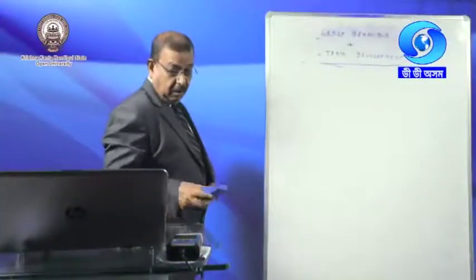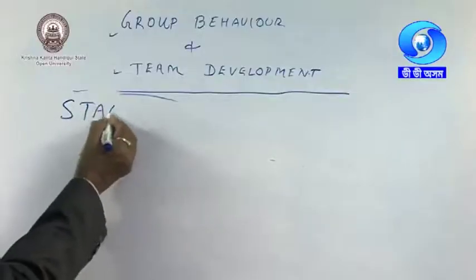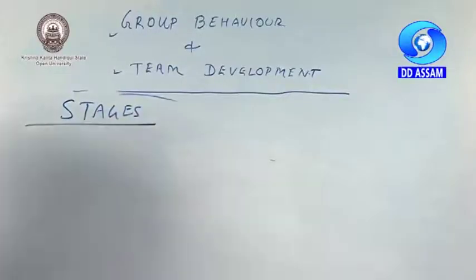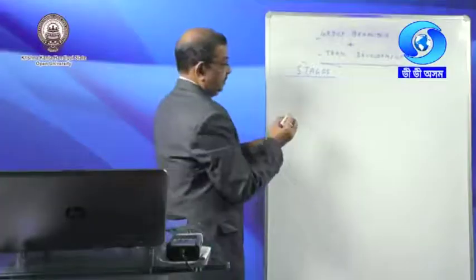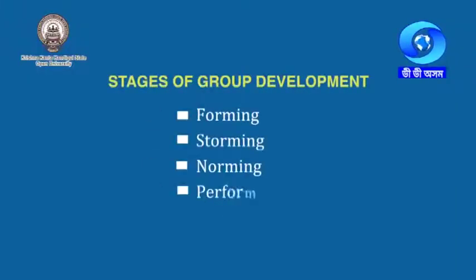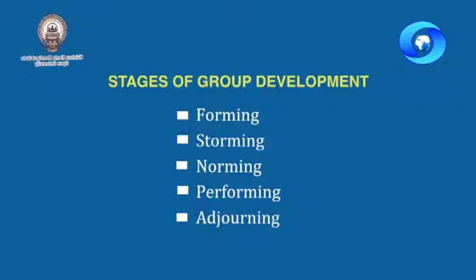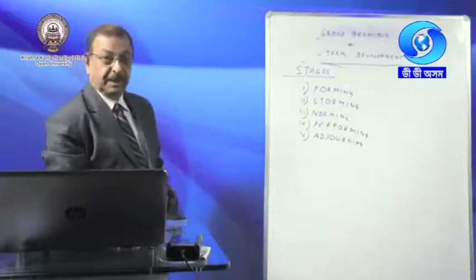Then let us discuss the various stages of group development. Groups automatically do not come. They go through certain processes. First is forming. Second one is storming, then norming, performing, adjourning. To understand these 5 stages of group development.